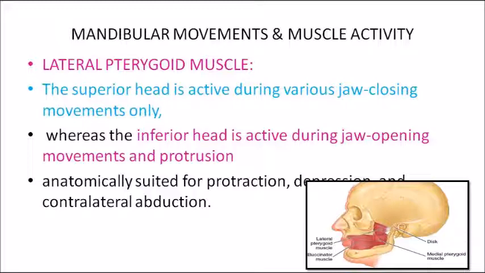So the lateral pterygoid muscle has two portions. One is your superior head and the other is your inferior head. The superior head is associated with jaw closing, whereas the inferior head is associated with jaw opening and protrusion. This lateral pterygoid muscle is anatomically suited for protraction, depression and contralateral abduction. So the superior head is associated with jaw closing and the inferior head with jaw opening and protrusion.